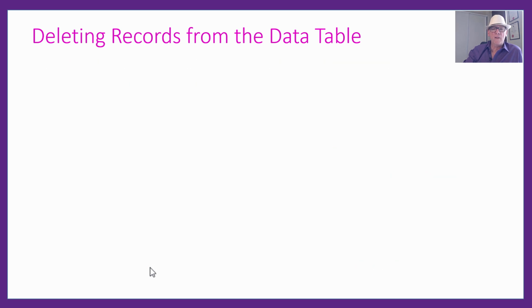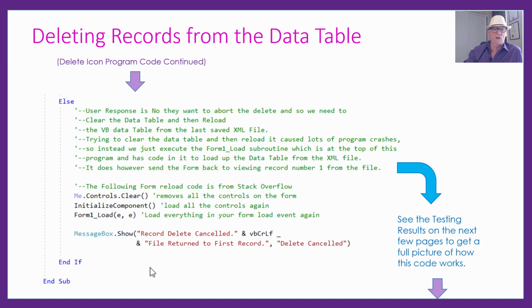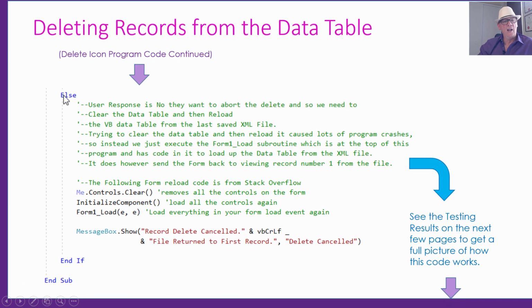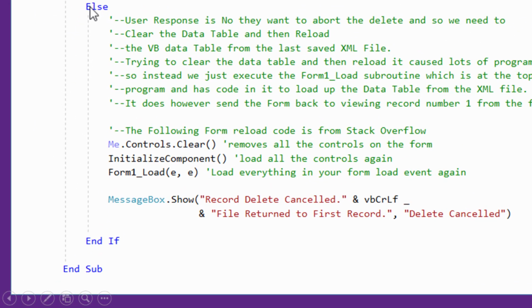And of course, if they've made a mistake and oops, they don't want to delete it, that's where our else will come in on that if statement. And we tried all sorts of things to try and clear out the data table of the changes and things like that. But we had all these program crashes and we had difficulties doing that.